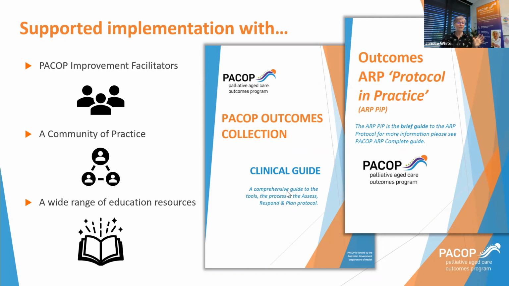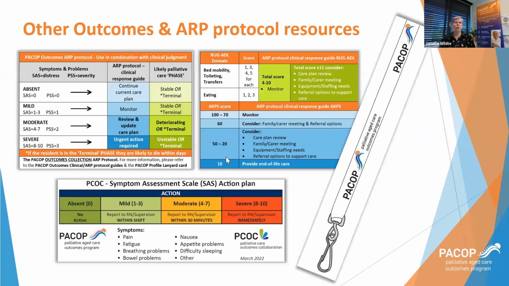So for every comprehensive guide, there's a smaller brief version so that clinical care for residents can happen sooner, but they still get the most bang for their buck. And then later on, they can always refer back to the more comprehensive guides. So they're also supported by physical resources such as lanyard cards. Here you can see an example of the ARP protocol really chunked down to help staff know how the protocol guide would suggest they respond.